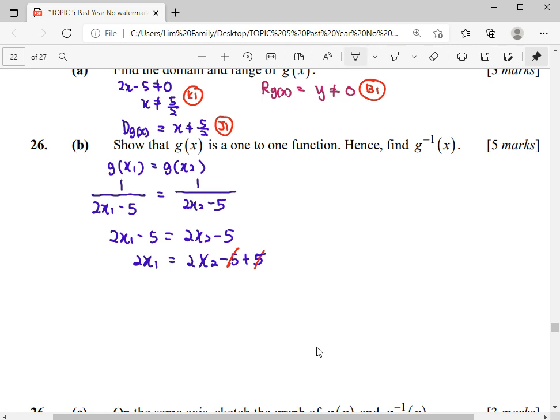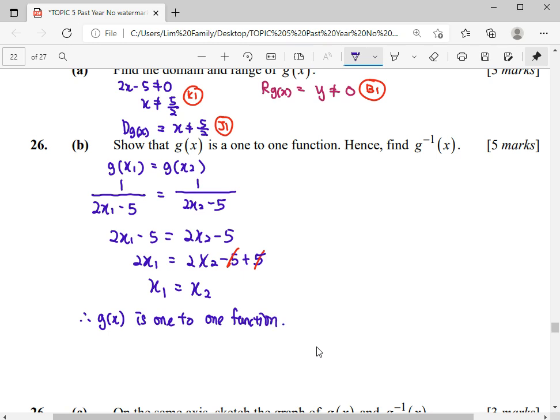Then we move the 2 to the right hand side, so it will divide by 2. When you divide by 2, I get back the answer of x2. When I get this result, x1 equals x2, then we have to write our conclusion, saying that this function g(x) is a one-to-one function.